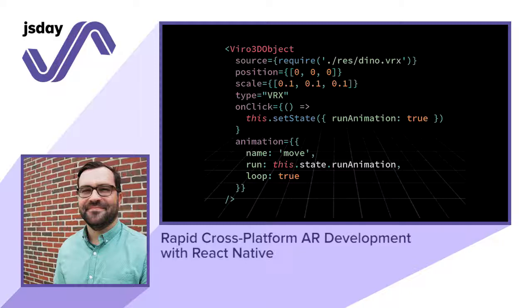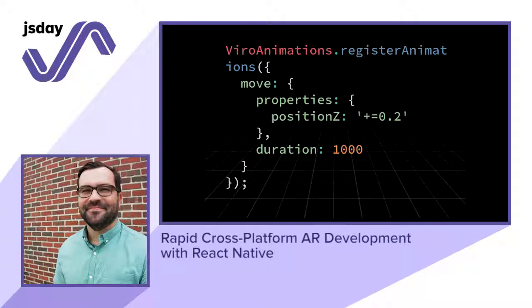So whenever we click it, it's going to set animation run to true, and then we're going to run a particular animation. You can see we're using an animation called move. So let's take a look at what that looks like. It's just move. We're changing its position Z. We're adding 0.2 meters, and that's going to happen every single second here. So this animation is not that interesting, unfortunately.